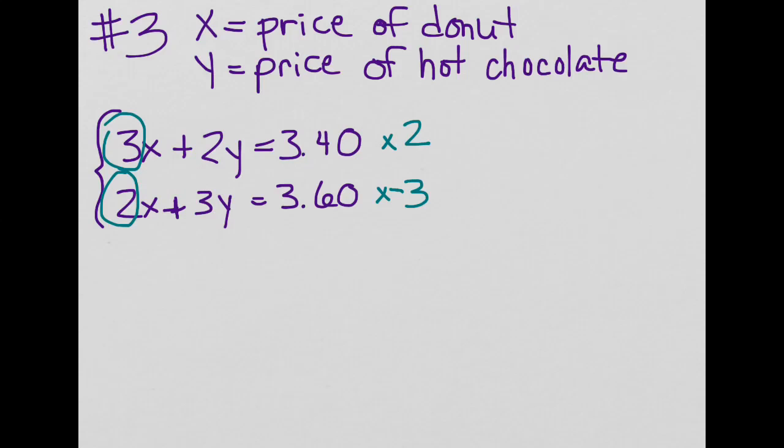So what does this look like when we multiply the top row by 2? Oh, my bad, I totally did that wrong. Let's start over. 3x times 2 is 6x. 2y times 2 is 4y. And $3.40 times 2 is $6.80. Now, second equation. 2x times -3 is -6x. That's where we're getting the negative 6 from. 3y times -3 is -9y.